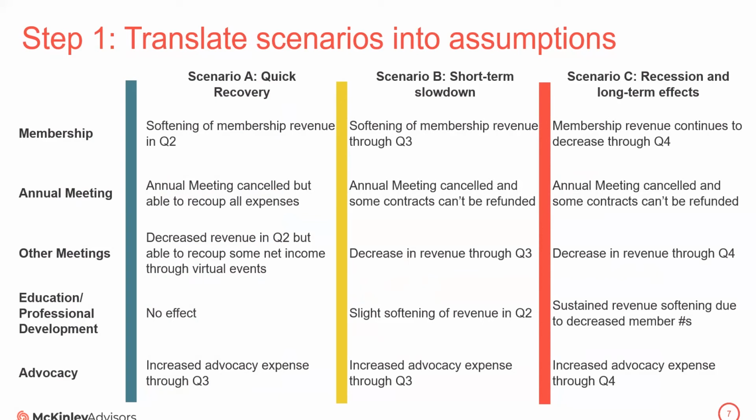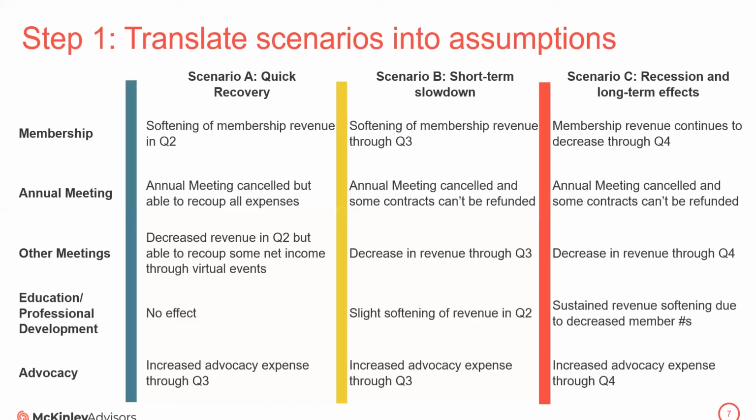So for example, in scenario A, this is the best case scenario, there might be a Q2 softening of membership revenue, perhaps, but in scenario C, the worst case scenario, revenue would continue to decline through Q4. And you can see that under all of these scenarios, if you go to the annual meeting line, we're assuming that the annual meeting is canceled, but maybe in scenario B and C, this particular association can't recoup some of the expenses that were incurred.